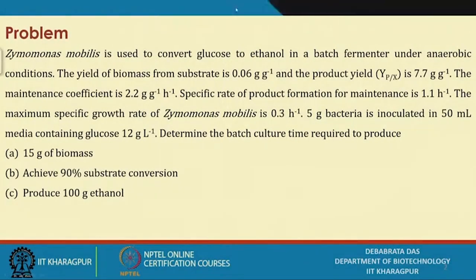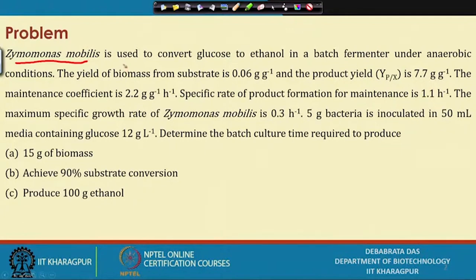Now we have come across three factors: one is cell mass formation, another is product formation, and the third is the maintenance of the cells. So substrate is going for all three purposes. Now the first problem is on Zymomonas mobilis, a kind of bacteria. Mostly ethanol fermentation takes place by using yeast cells, Saccharomyces cerevisiae. Scientists are working very hard on how Zymomonas mobilis can be used for ethanol fermentation, because the doubling time of Zymomonas mobilis is much less as compared to the yeast cells.